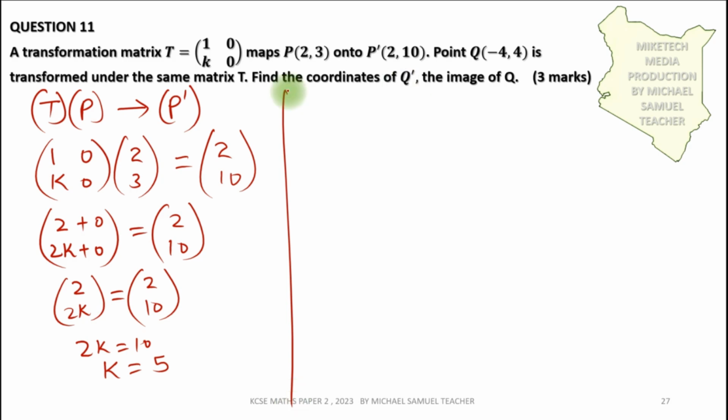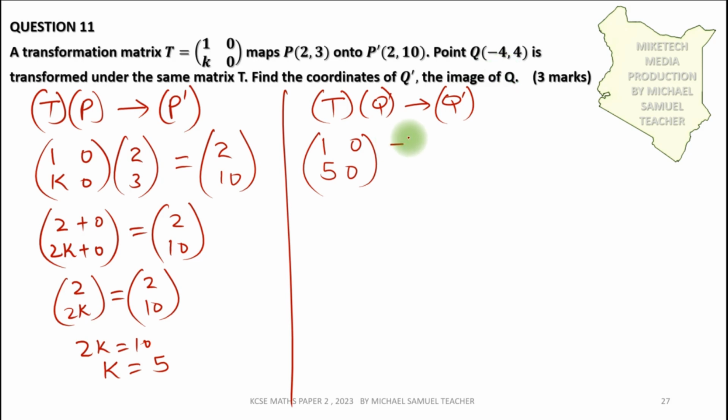The same way, we need to find the coordinates of Q prime, which is the image of Q. So using the same matrix of transformation, we map Q onto Q prime. The matrix of transformation, now that we know the value of k to be 5, is [1 0; 5 0]. Already we have the point Q given as (-4, 4). Therefore we can now get Q prime.